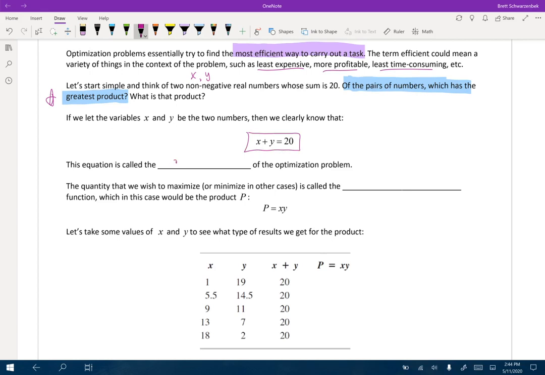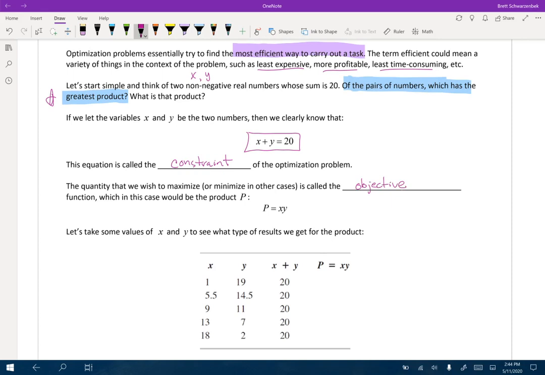We refer to that as the constraint of our optimization problem. Why is it called that? Because we are limited to this fact that x plus y must be equal to 20, hence the term constraint. The quantity that we actually wish to maximize or minimize in any case is called the objective function.